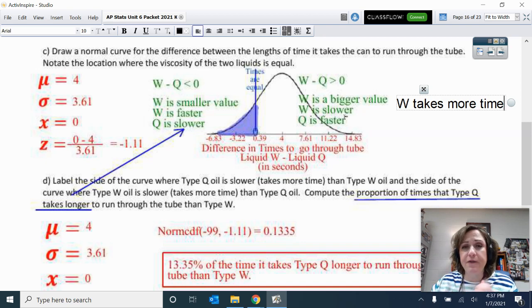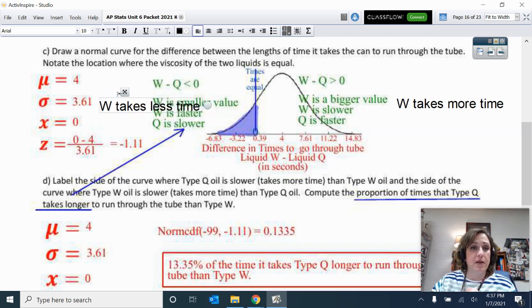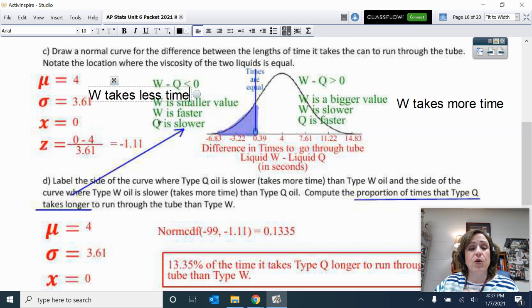Okay? All right, then I did the reverse of that. Over here, W minus Q is negative. That means W is smaller. Or you could say Q is bigger, whatever. W is smaller means it takes less time to go through the tube. So it's faster, it takes less time. Okay, so I need to write that. W takes less time. Okay, so there's that. So Q is slower.